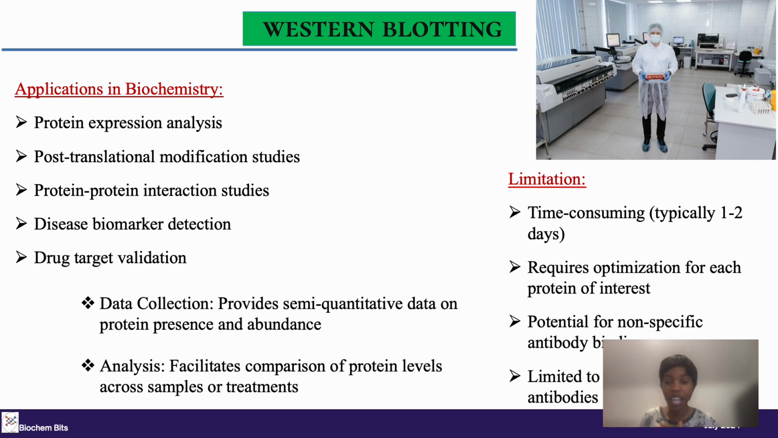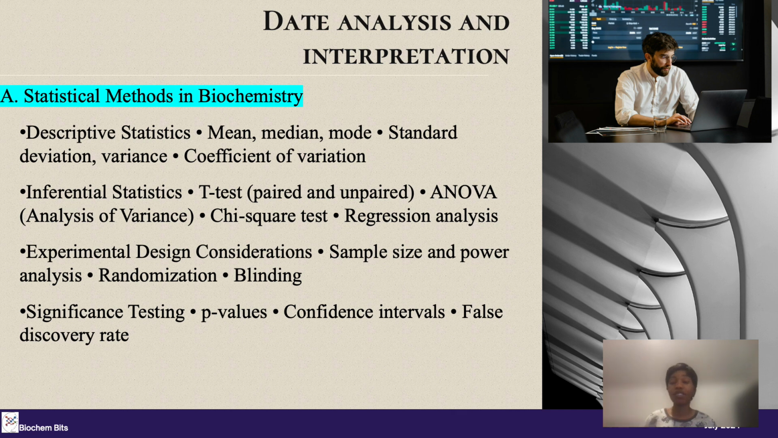So I think the limitation in the case of Western blotting is that there is need for optimization for each protein of interest, meaning you need to be sure that the antibody that you're introducing is really able to identify that thing. The potential for non-specific antibody binding is possible, which will then give some false negative or false positive. So it also takes time. Sometimes you have to incubate for some days and the like, so it takes more time.